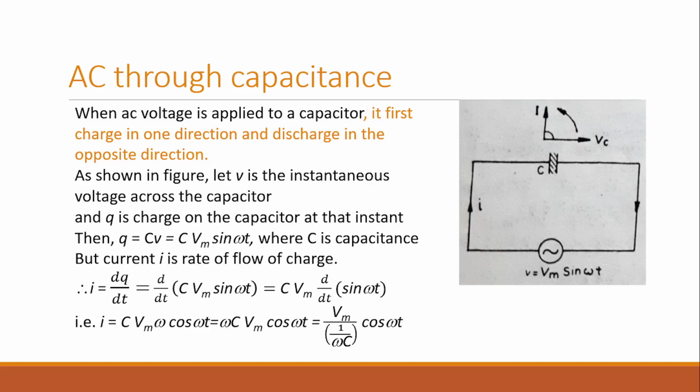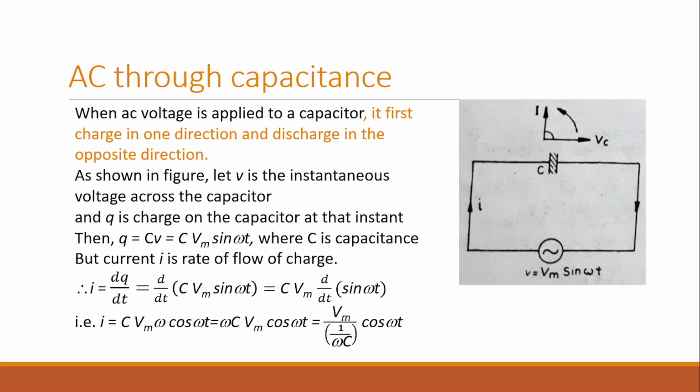plus pi by 2), while voltage applied is given by Vm sin omega t. In this way, we can say that the difference is that the phase of the current is not omega t, but it is omega t plus pi by 2. That means current through the capacitor leads the voltage by a phase of pi by 2 radians or 90 degrees.